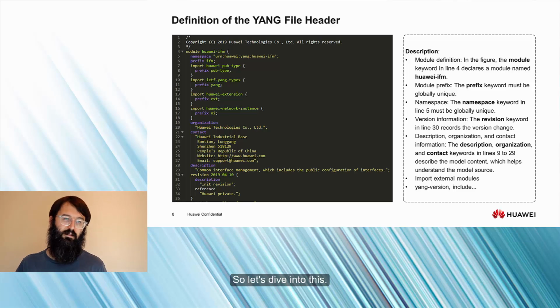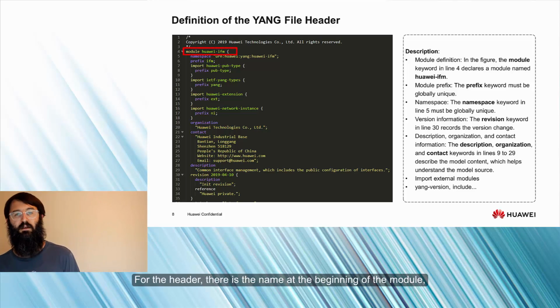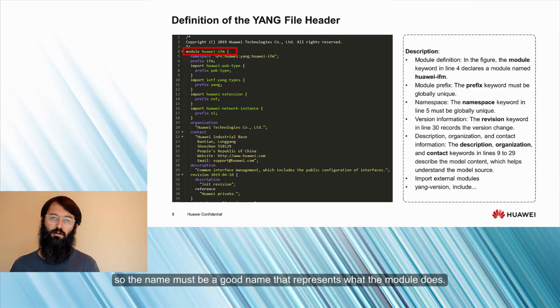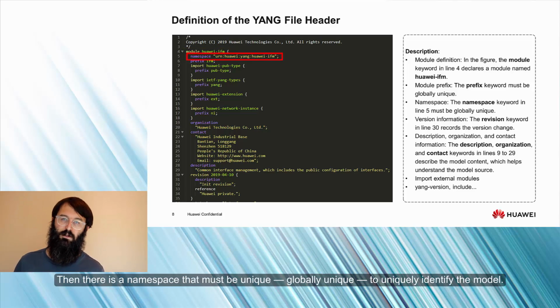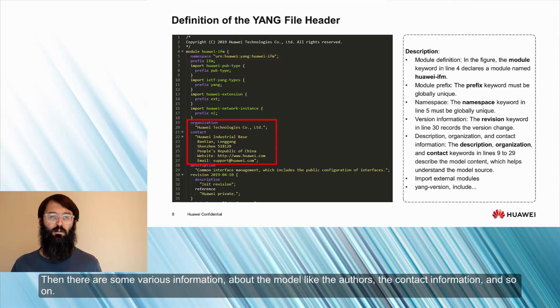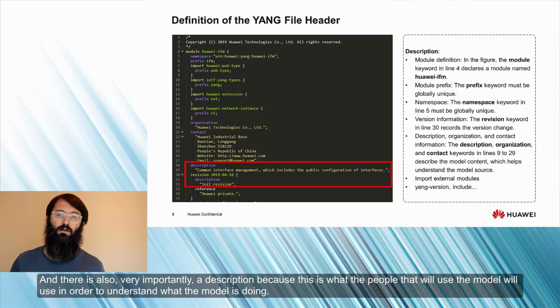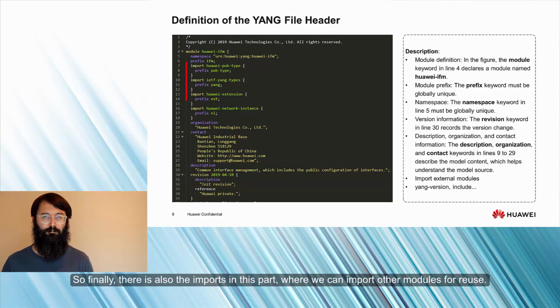So let's dive into this. For the header, there is the name at the beginning of the module, so the name must be a good name that represents what the module does. Then there is a namespace that must be globally unique, to uniquely identify the model. Then there is various information about the model, like the authors, the contact information, and so on. And there is also, very importantly, the description, because this is what the people that will use the model will use in order to understand what the model is doing.